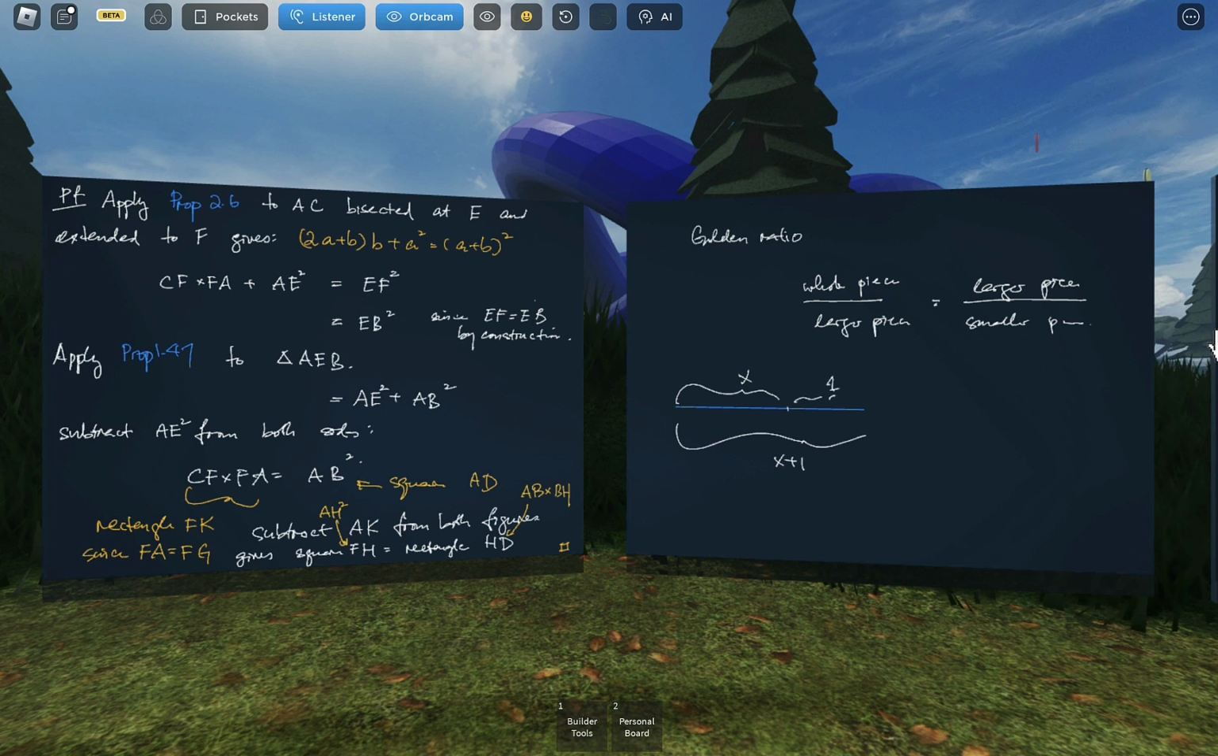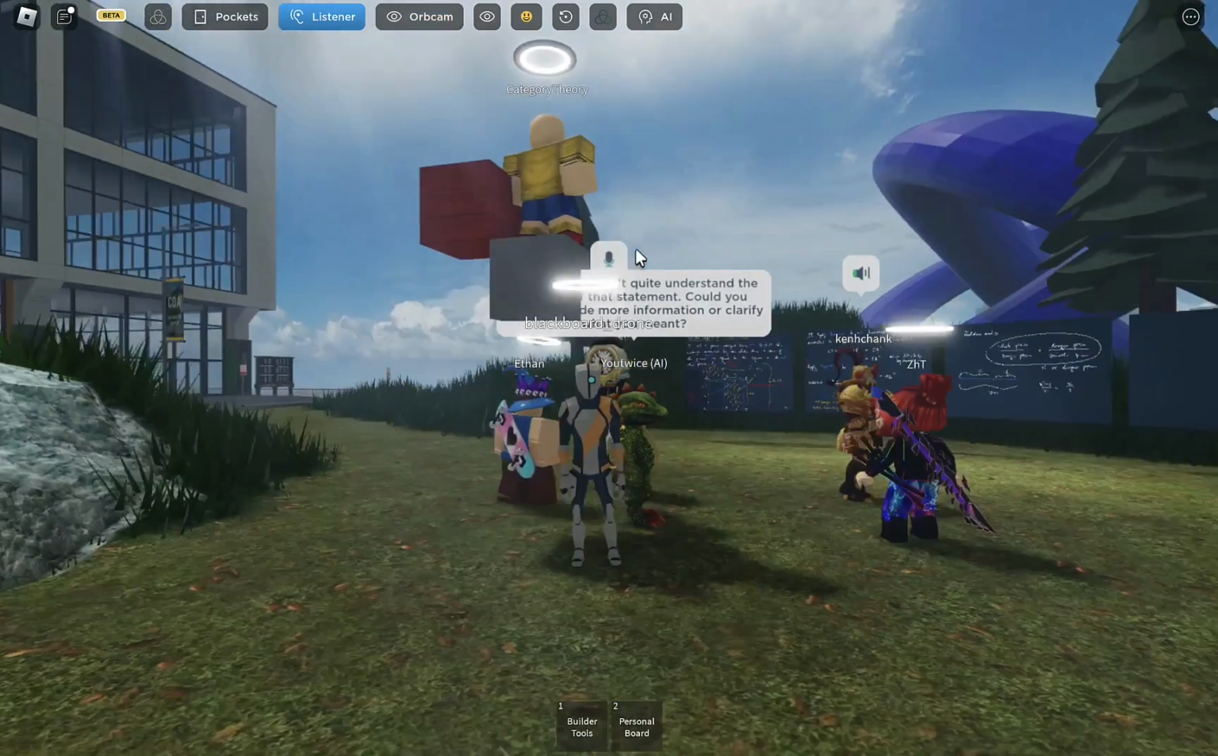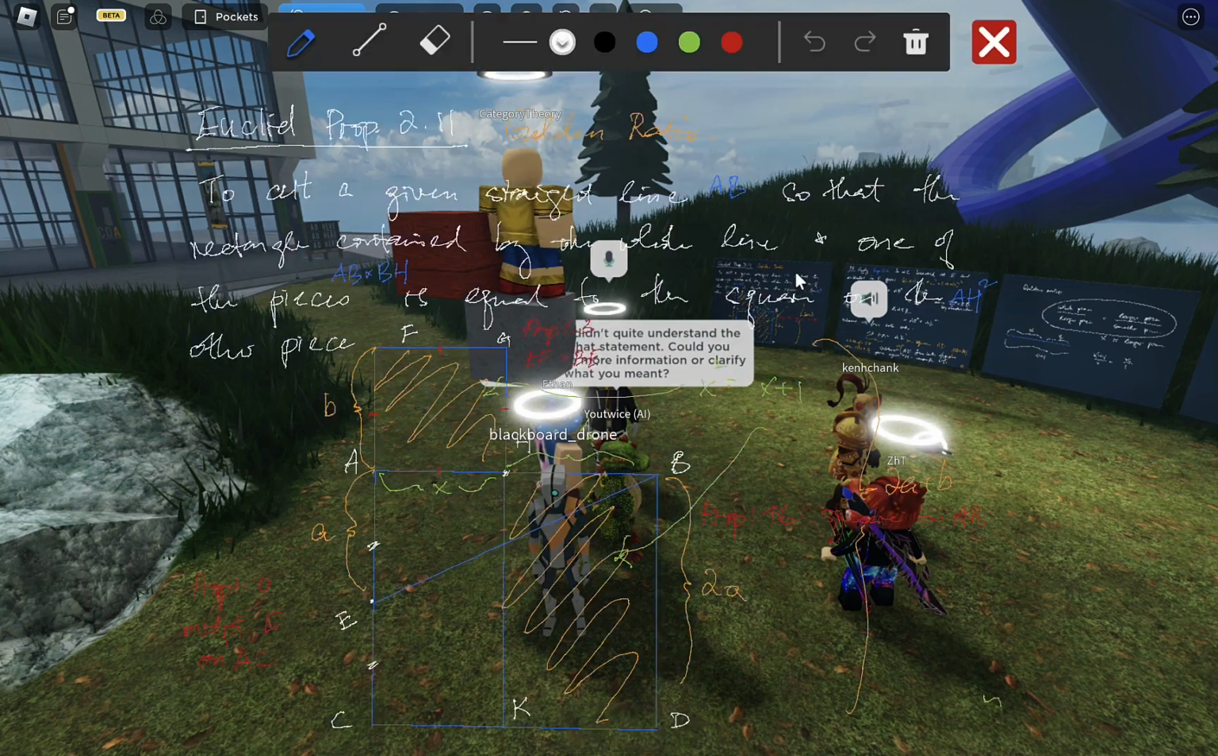So the smaller piece is 1, and x is the larger piece. And so you get exactly what you write: x plus 1 over x is equal to x over 1. This gives you the same quadratic equation. This is the definition of the golden ratio. If you cut a piece of something into two unequal parts such that this ratio is satisfied, then you've cut it in the golden ratio, and you should cut it at x, where x is the solution of this equation.